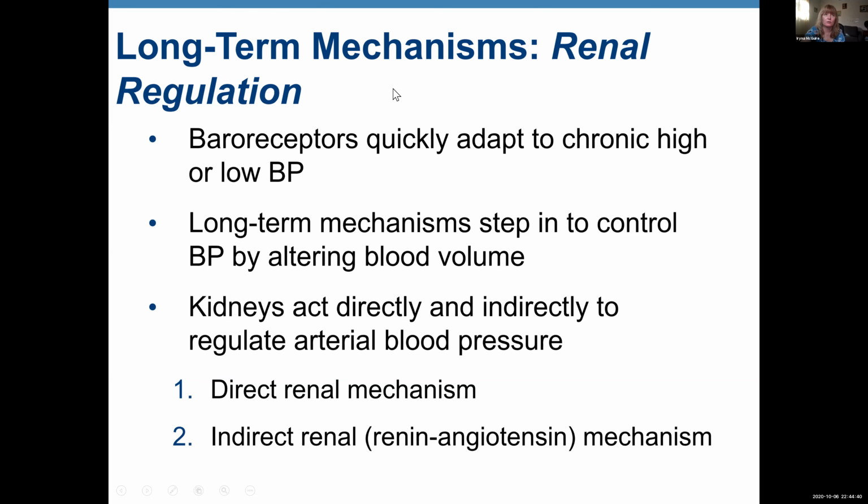Long-term mechanism, renal regulation. Now, long-term mechanism, by regulating your cardiac output, not resistance, because everything else we looked at was really a regulation of peripheral resistance. This one regulates cardiac output. So baroreceptors quickly adapt to chronic high or low blood pressure. Then the long-term mechanism steps into control of blood pressure by altering blood volume.